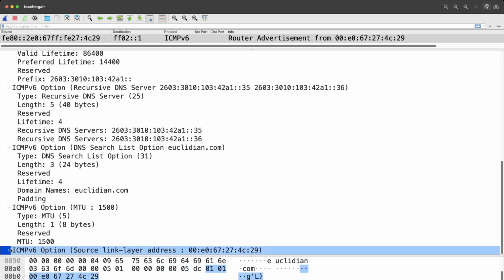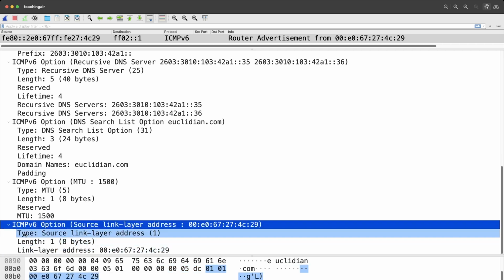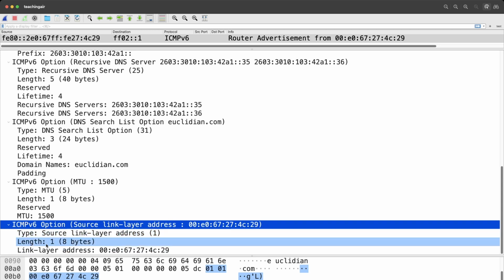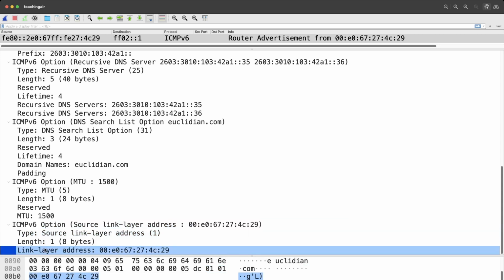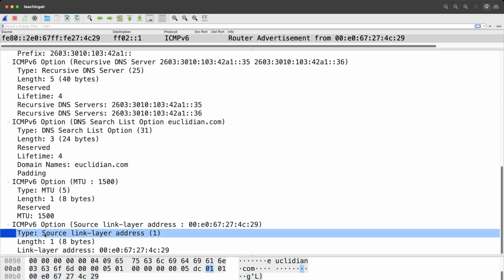And finally, we do have the MAC address for our router. So that way we don't have to look up the MAC, we don't have to do a neighbor discovery for our router's IP address. We already have that. And that's here our option 1.